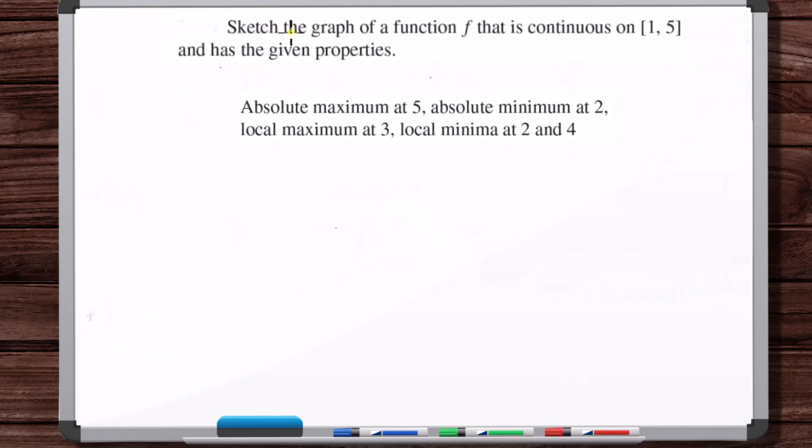All right, sketch the graph of a function f that is continuous on the closed interval from 1 to 5 and has the given properties. So the first problem: absolute maximum at 5, absolute minimum at 2, local max at 3, local min at 2 and 4. All right, so we're doing 0, 1, 2, 3, 4, 5.